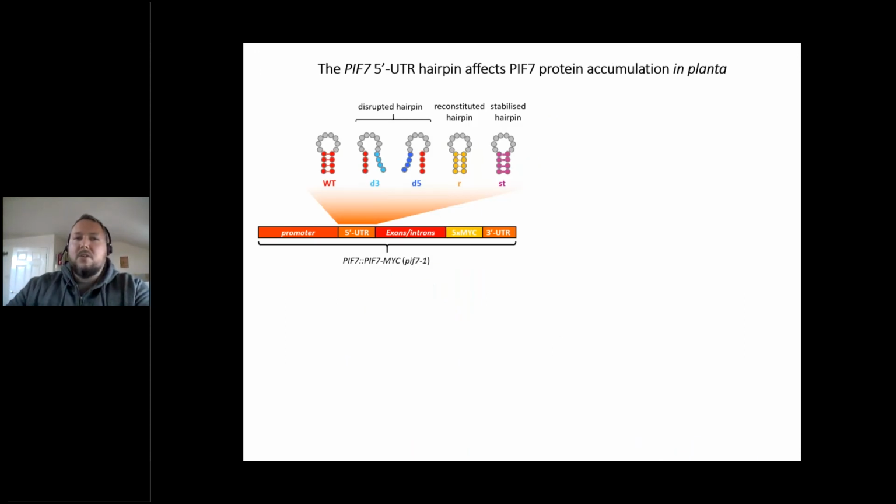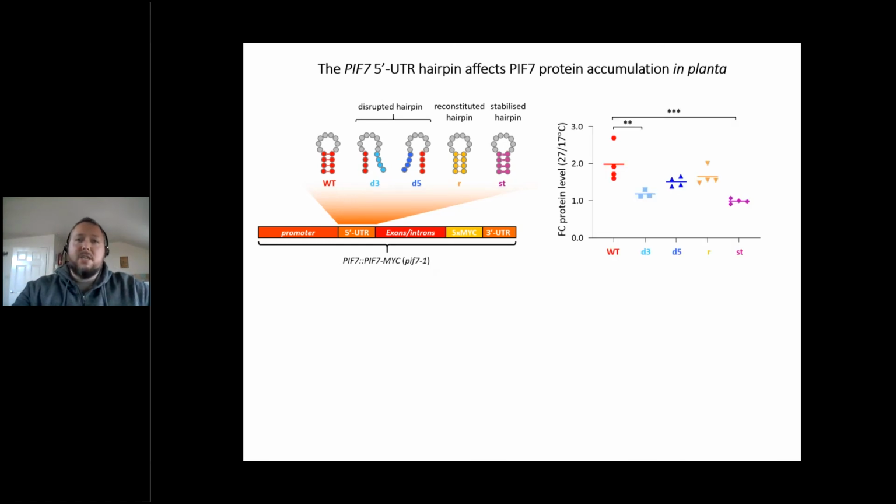So the last thing for us to do was then to investigate whether the hairpin sequence is actually relevant in planta. So to this end, we introduced the hairpin mutations we had used in vitro before into our PIF7 MYC transgenic construct. So we introduced mutations in the 5' UTR and then transformed the whole reporter line into the PIF7 mutant. And the first thing we analyzed in a number of independent transgenic lines was protein accumulation. I should more specifically say we looked at the fold change in PIF7 levels between 17 and 27 degrees.